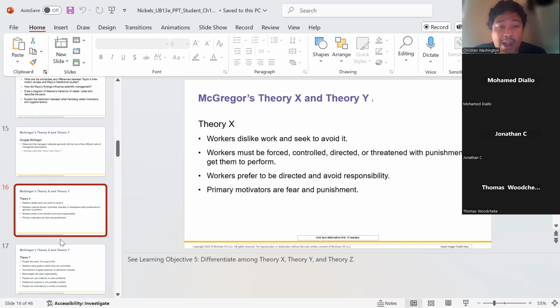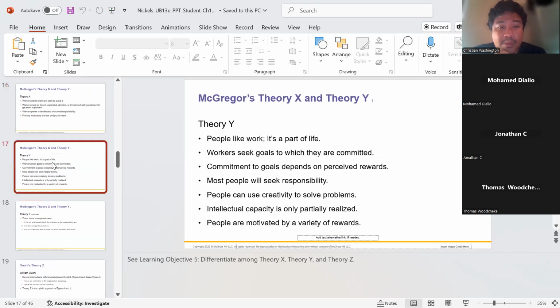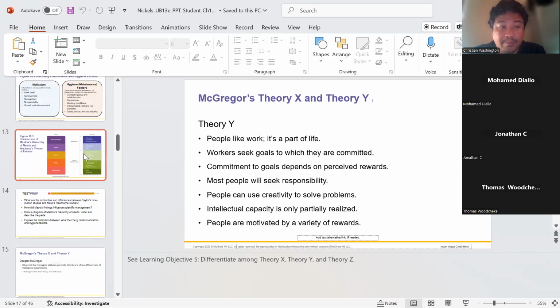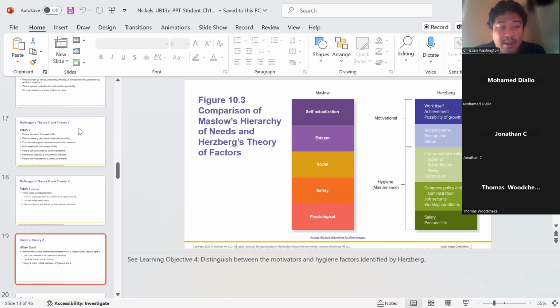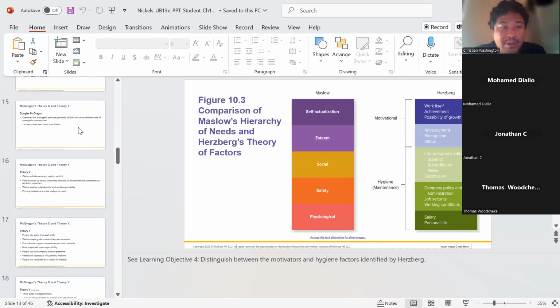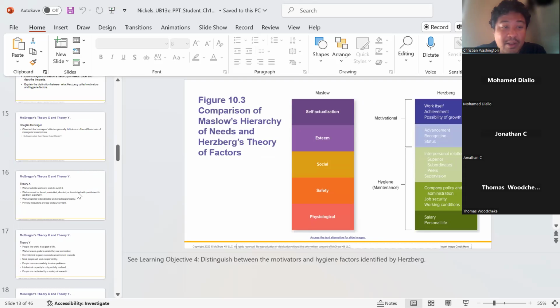Theory Y, people like to work. You believe people like to work as a part of life. Workers seek goals which they're committed to. Theory Y, as you see, falls more into the category of the prior theory that we just looked at, which was Herzberg, right? The things he researched, he found are more theory Y. But you'll find sometimes people use theory X in their practice because it's effective at times.